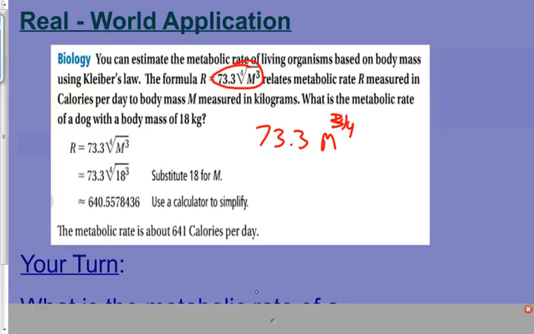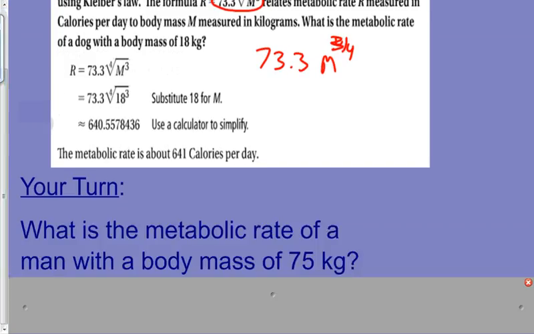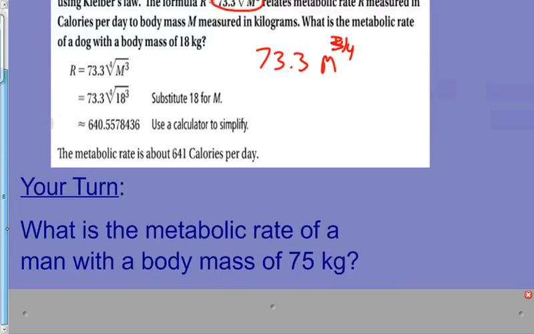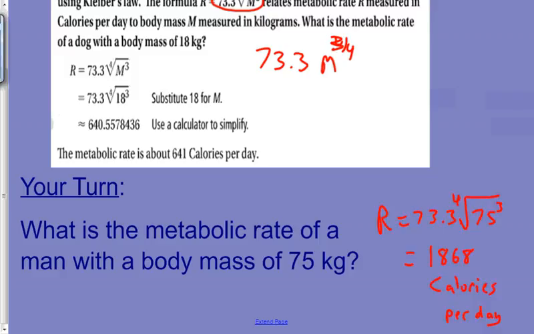Okay? So, your turn. Using the same formula, what is the metabolic rate of a man with a body mass of 75 kilograms? I know we don't usually use kilograms, but since this one is based on kilograms, we're not going to adjust it right now. So, why don't you pause it, try it, and then check the answer, and we'll finish up. All right, so this is what I got. When I plugged it in, I got about 1,868 calories per day for this average sized man.